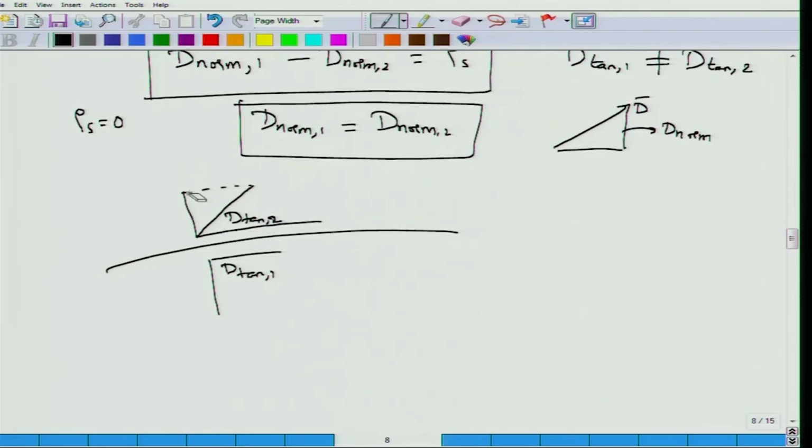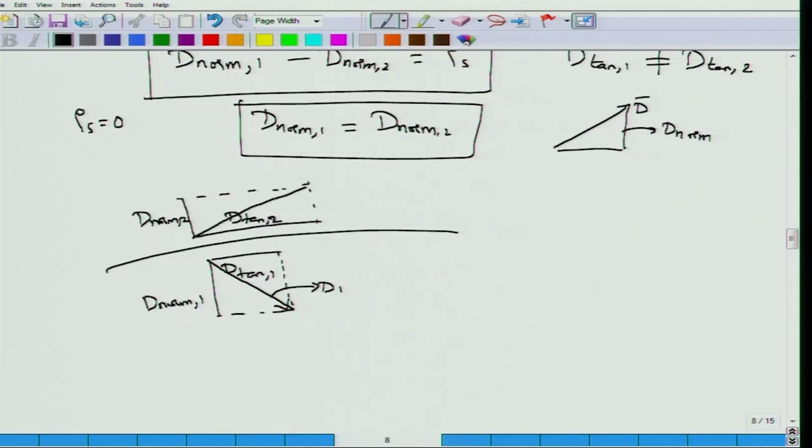So that vector will be having this tangential component, oh sorry, this is the normal component d norm 2, this is normal component 1, and the vector d1 will be this. So this is your d1 vector. Similarly the vector d2 will be, completing the parallelogram, so this will be d2. So you can see that by themselves d2 is not equal to d1, only that the normal components of d1 and d2 are equal to each other, whereas their tangential components are not equal to each other.